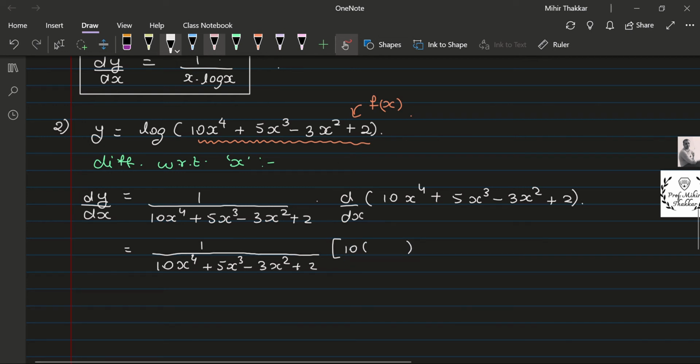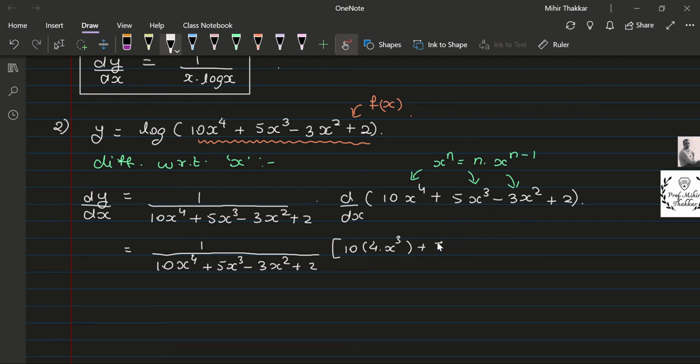And in order to find the derivative of this term, I will consider the formula for x raised to n. What is the formula? n into x to the power n minus 1, for the first as well as the second and the third term. We will be using the same formula. So for the first term, n value is 4. So I get 4 into x to the power 4 minus 1, which is 4x cube.